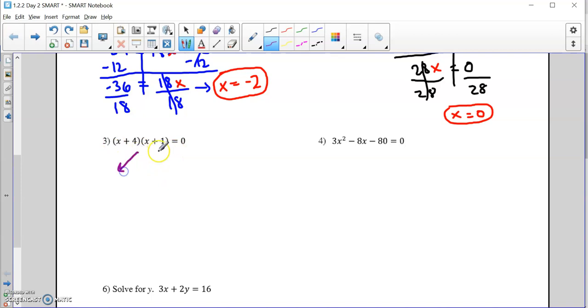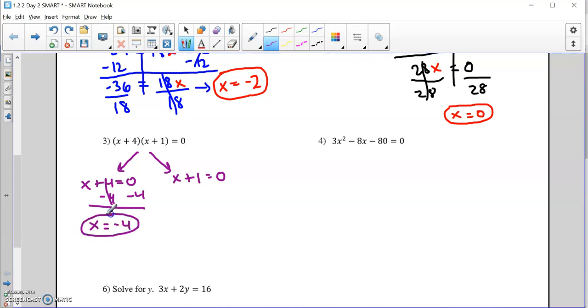So what we're going to do is break it up and set each piece equal to 0, right? We want to find out what makes this parenthesis 0, and we want to find out what makes this parenthesis 0. So then, once you break it up, it turns into a very simple algebraic game, right? Here, we would subtract 4 on both sides, and you would get an answer of x equals negative 4. Why do I keep doing that? All right, so that's 1. And then here, you would subtract 1 from both sides and get x equals negative 1.